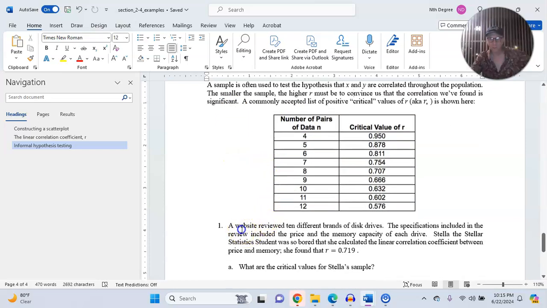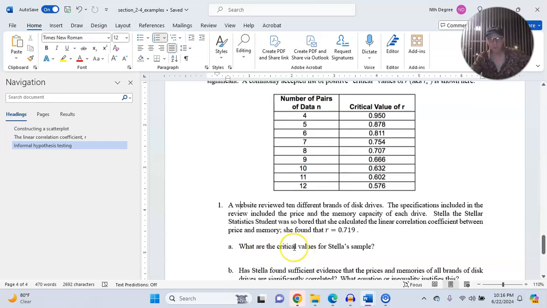Okay, so example number 1, a website reviewed 10 different brands of disk drives. The specifications included in the review included the price and the memory capacity of each drive. So those are our two random variables here, price X and memory capacity Y. Stella, the stellar statistics student, was so bored that she calculated the linear correlation coefficient, R, between price and memory. She found that R equals 0.719.